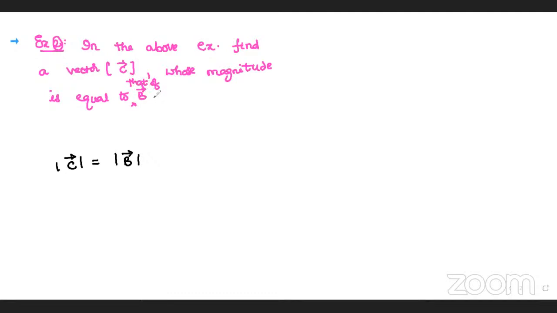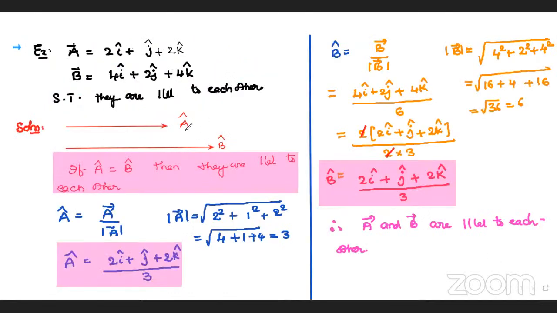And in what direction does it act? In the direction of whom? The first vector. Who is the first vector? A bar. Direction is actually decided by whom? From the previous question we identified that direction will be given by the cap, like b cap. B cap gives the direction of b bar. A cap gives the direction of a bar.